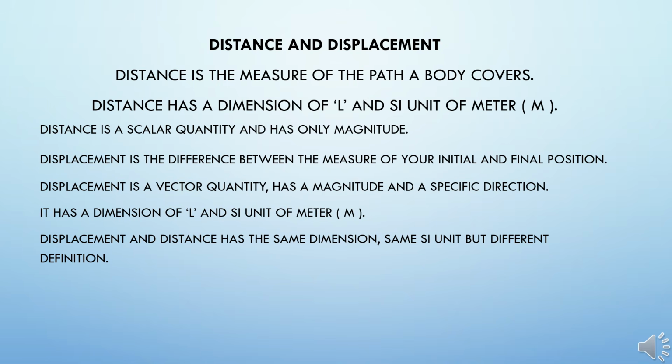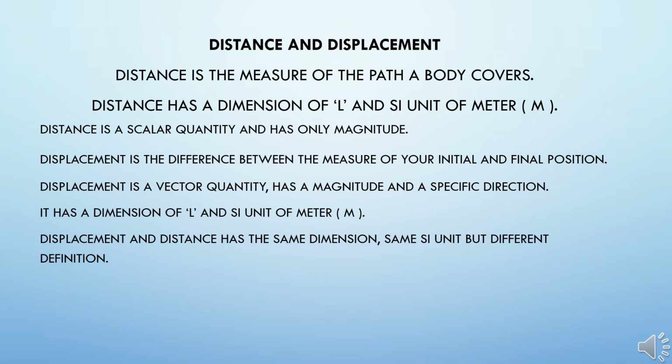Now let's compare distance and displacement. We've already mentioned that distance is a scalar quantity and displacement is a vector quantity. Distance is the measure of the path a body covers. Distance has a dimension of uppercase L and SI unit of meter. Distance is a scalar quantity and has only magnitude.